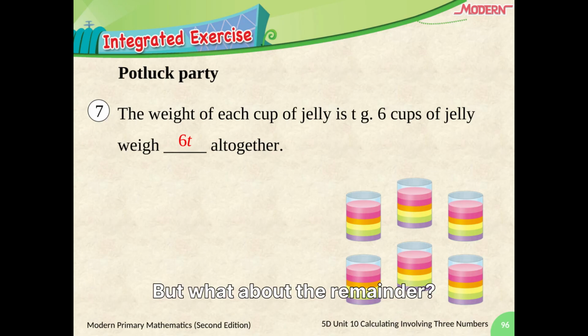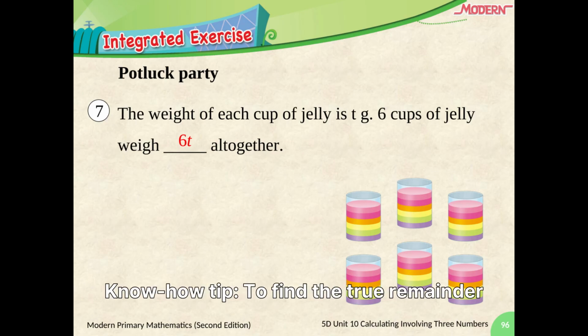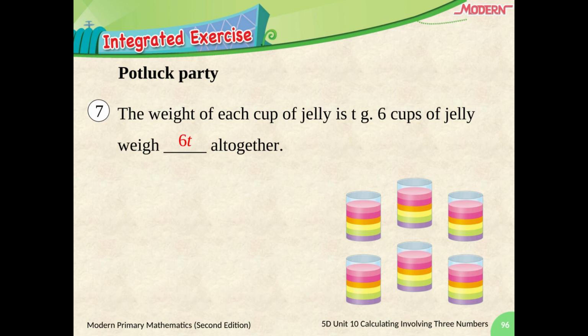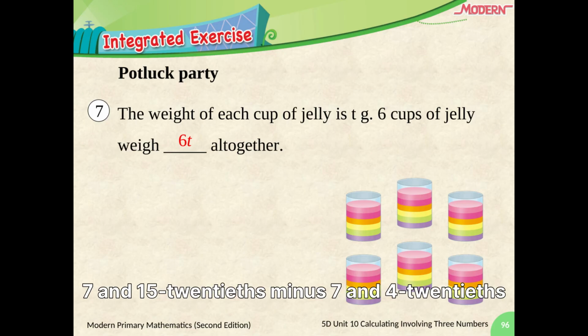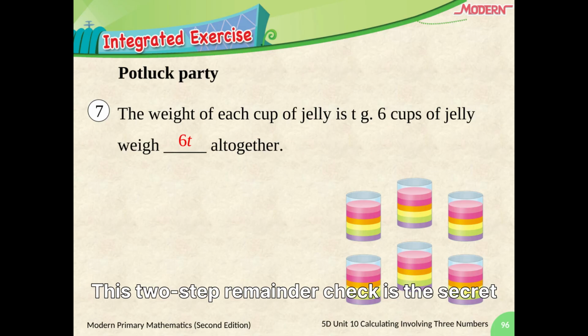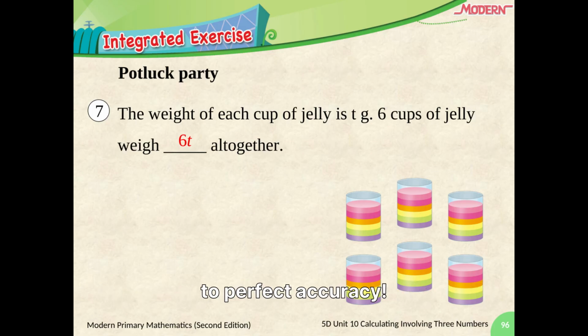But what about the remainder? Know-how tip. To find the true remainder in meters, find the total length used first. 6 times 1 1/5 is 7 1/5 meters. Now subtract from the total, 7 3/4 minus 7 1/5. Common denominator of 20. 7 15/20 minus 7 4/20 equals 11/20 meters left. This two-step remainder check is the secret to perfect accuracy.